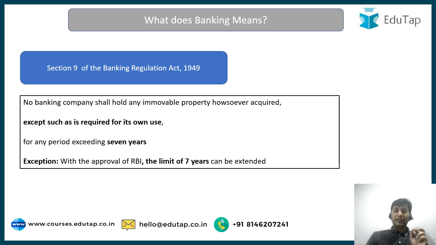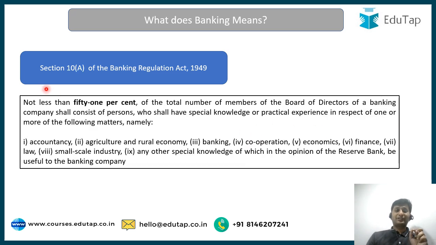Now, there is one more very interesting section, which is Section 10A of the Banking Regulation Act. Section 10A actually says that not less than 51% of the board of directors should have knowledge in one of these areas. What are these areas? Accountancy, agriculture and rural economy, banking, cooperation, economics, finance, law, small scale industries, or any other area which RBI thinks is useful for the banking company.